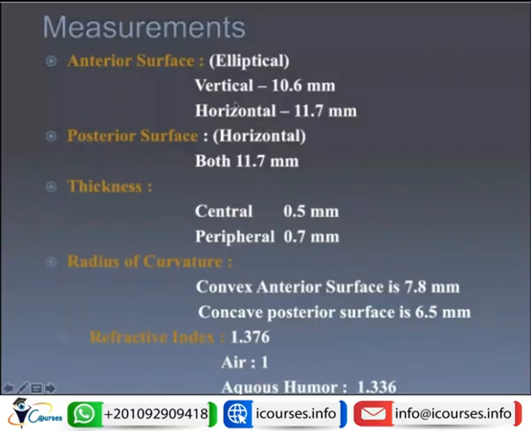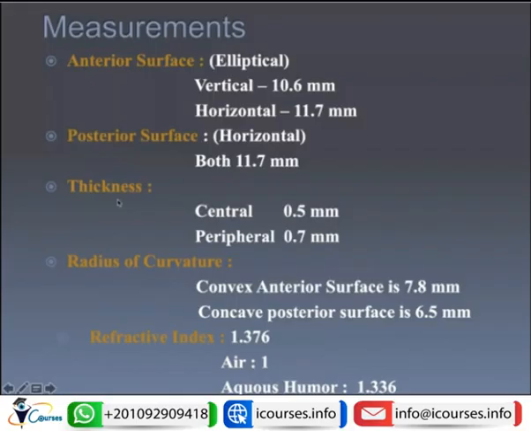This is what accounts for what's called with-the-rule astigmatism. Since the vertical diameter is less than the horizontal, the vertical meridian is more powerful than the horizontal, leading to with-the-rule astigmatism. And again, this will be discussed in the optics. While the posterior surface is circular, both diameters are 10.7 millimeters, so the posterior surface is like a sphere.